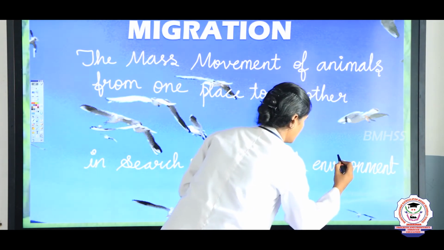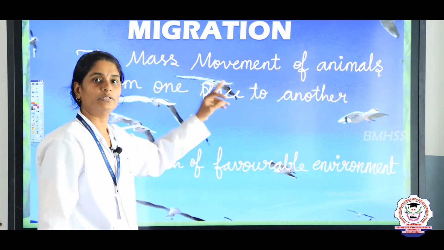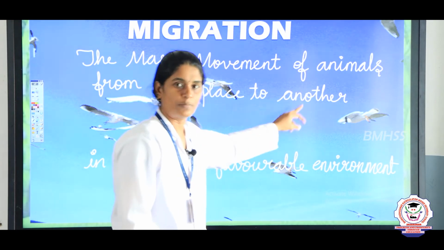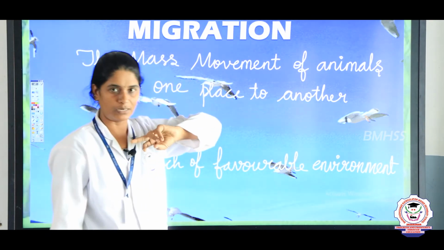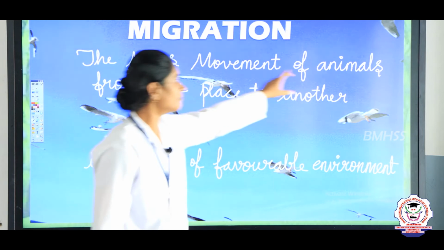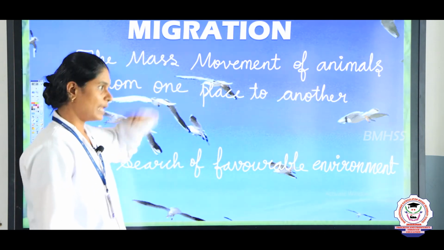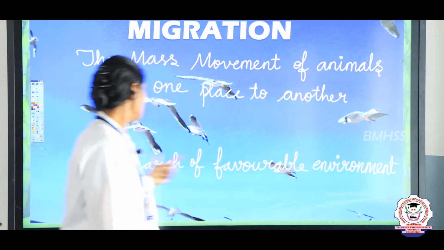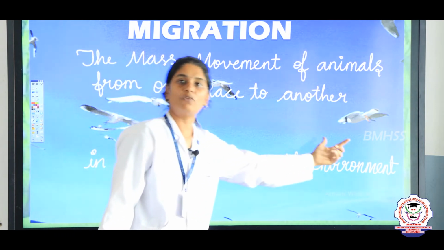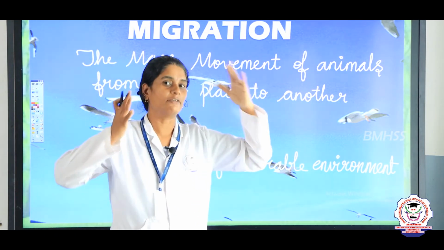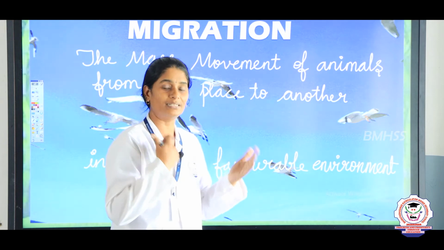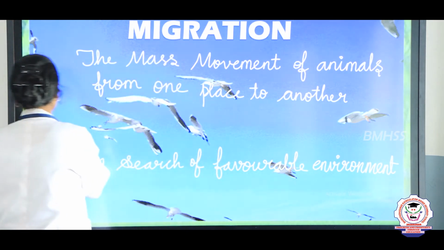Is called migration. So you will get the question in 2 marks, right. So you have to define migration like this. The mass movement of animals from one place to another place in search of favorable environment. So they come in search of a favorable environment, so that is known as migration, right.